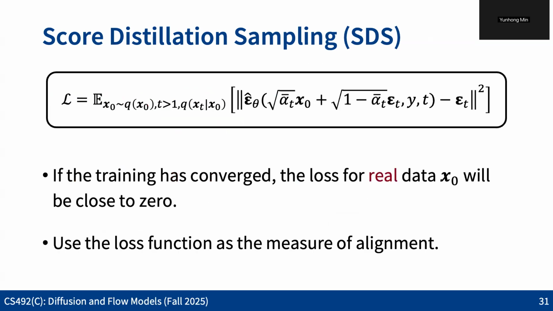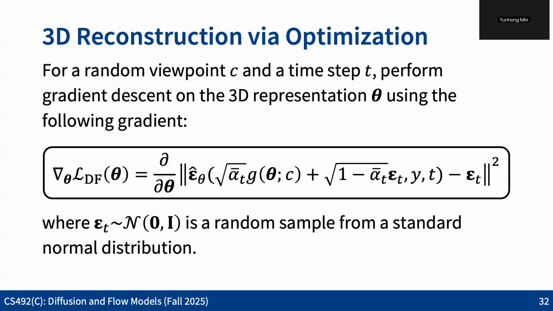So if the training has converged, the loss for a realistic data point x0 will be close to a small value. So we are going to use this loss function as the measurement of the alignment. That's the very basic idea. In the previous cases, we used the L2 loss or the CLIP distance as the loss function. Now we are going to directly use the loss function of the diffusion model, putting the output in as the x0 data point.